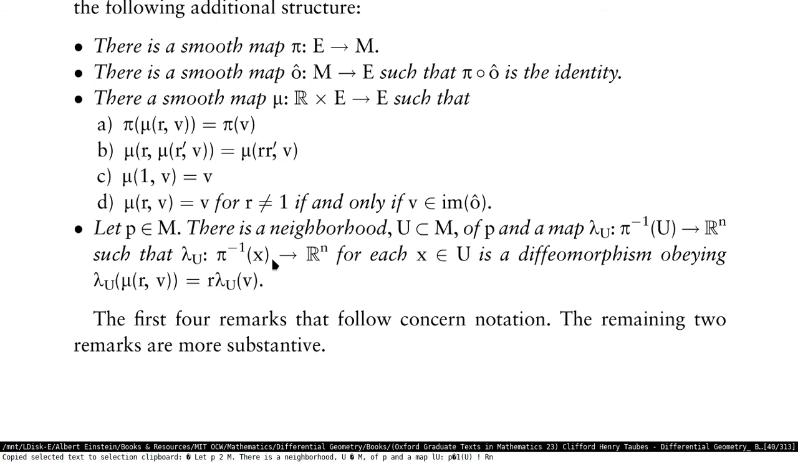And that diffeomorphism works linearly with your vectors, real vectors, right? So this is a map from the pre-image of the neighborhood to Rn. This is another map that you get from the pre-image of just a point in the neighborhood, which gives you a diffeomorphism, and this map obeys this condition, which is lambda u of mu rv, which helps you not only get lambda u of v, but it pulls out the real number, so it works quote-unquote linearly.